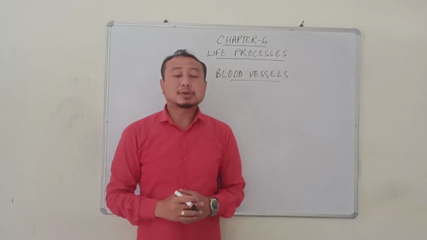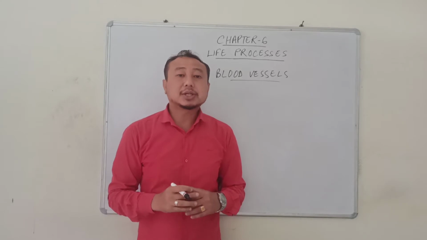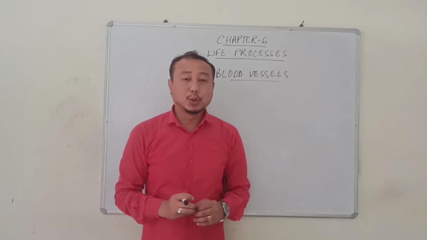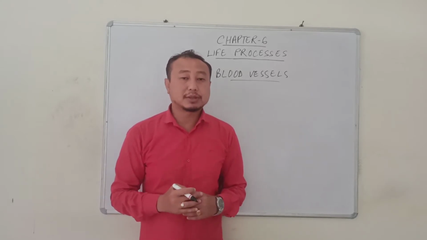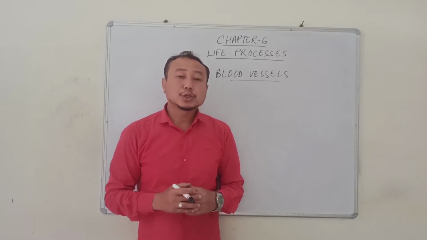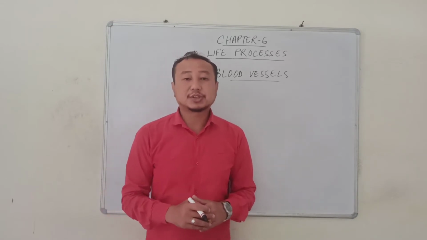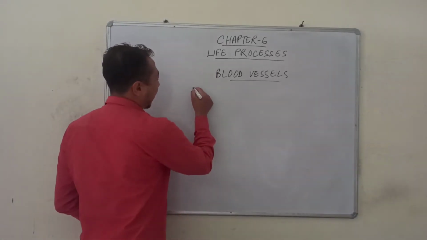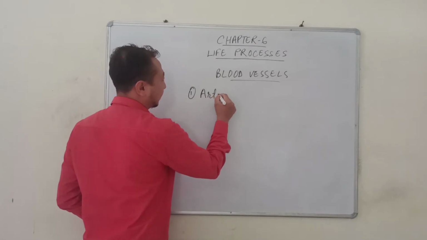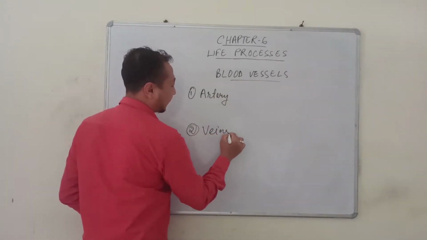The next component of the transportation system in human is the blood vessels. Blood vessels are the pipeline through which the blood flows for the transportation of different materials inside the body. Depending upon from where to which part of the body the blood is transferred, the blood vessels are divided into two types. The first one is known as the artery, while the second one is known as the veins.